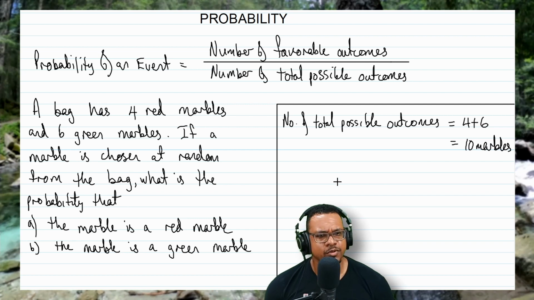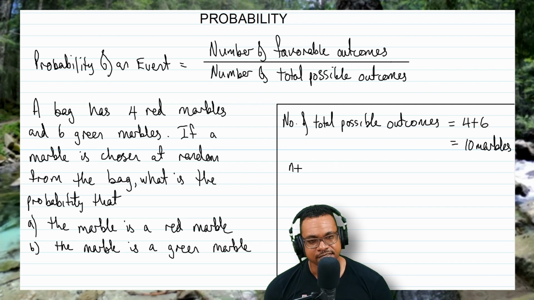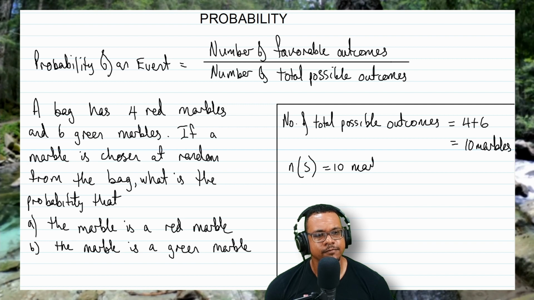Now, as I said, we also call that the sample space. So I can use n as the number of elements in a set, and my set, the sample space here, is equal to 10 marbles. So this is just a short way of writing the number of total possible outcomes: the number of elements in the sample space, and the sample space is a set.